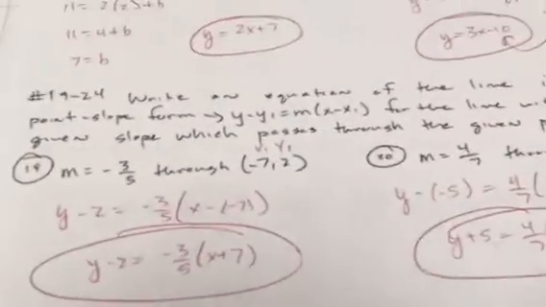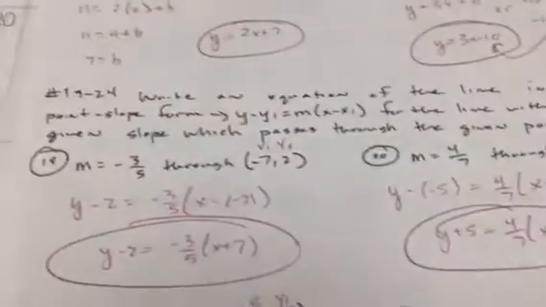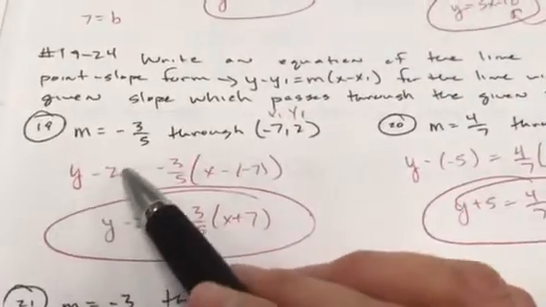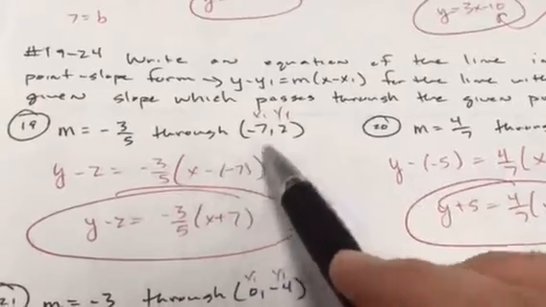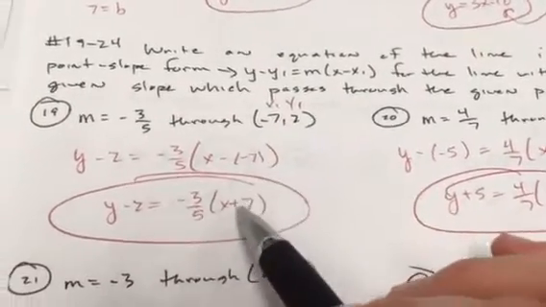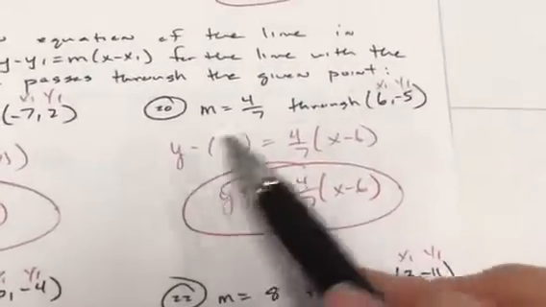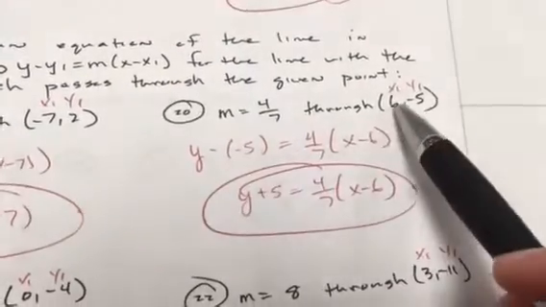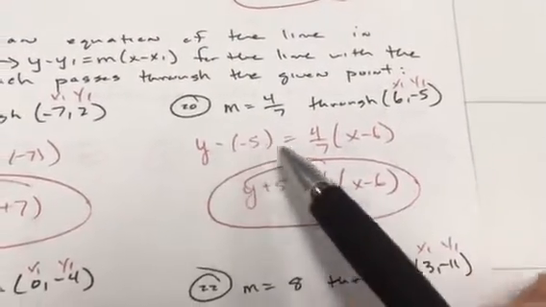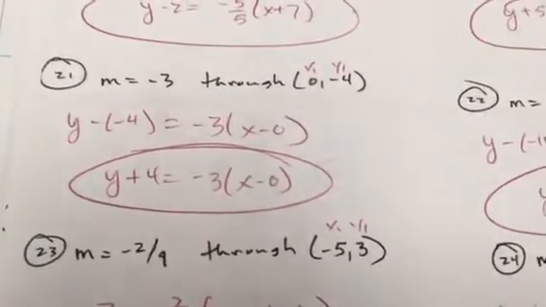Write an equation of the line in point-slope form, which I tell you what it is. You don't have to have it memorized. For the line with the given slope, which passes through the given point. It's y minus the y value I give you equals the slope times x minus the x value I give you. When you subtract a negative, it's really adding a positive. This is your final answer. To subtract a negative 5 is to add 5. All right, same thing here on 21. I think we get the points.